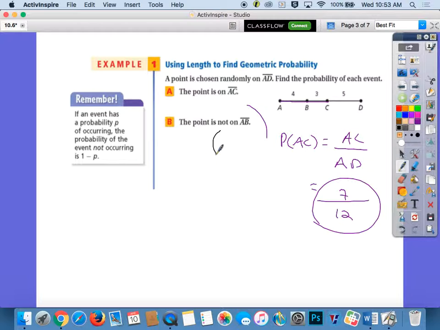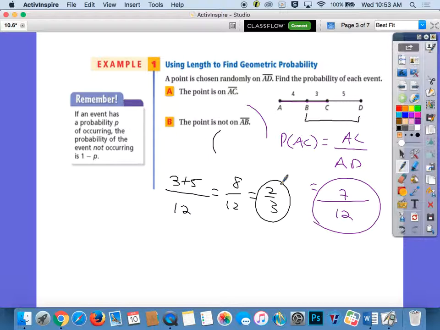So if you look at this one, we want to find the probability of the point being not on AB, which is going to leave it landing on BC or CD or BD. Okay, so the sample space is still the same, it's still 12. And if it's not on AB, then it's going to be either in BC or CD, so 3 plus 5. Okay, so you get 8 out of 12. Always simplify. And your probability for that event is going to be 2 over 3.